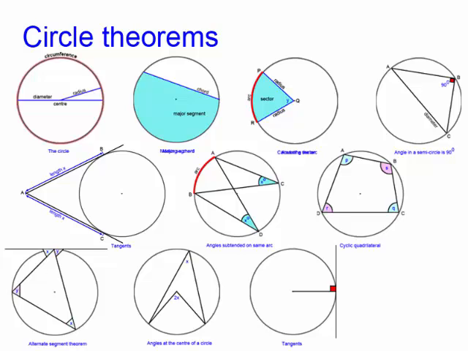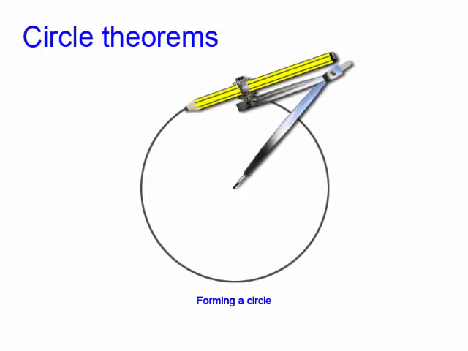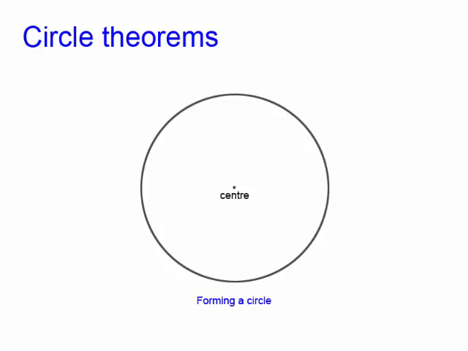Before we start our work on the theorems of a circle, we will take a quick review of the various parts of the circle. We can form a circle by rotating a compass through a fixed point. The point of rotation forms the center of the circle, and the circle drawn by the line forms the circumference of the circle.